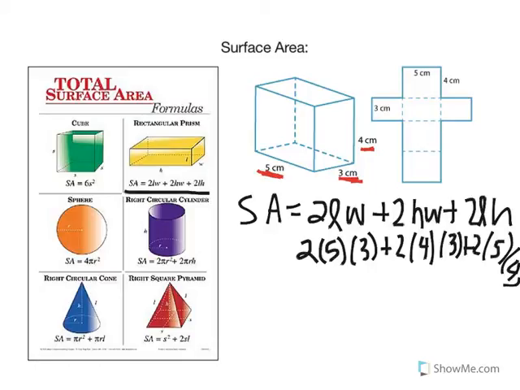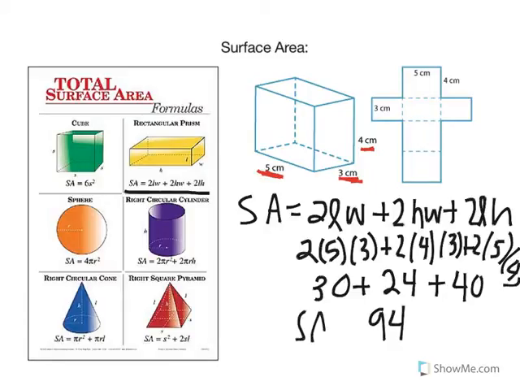So we're going to do 2 times 5 times 3 is 30, plus 2 times 4 times 3, which is 24, plus 2 times 5 times 4, which is 40, and then you're going to add all those together. So 40 plus 24 plus 30 is 94. So the surface area is 94.